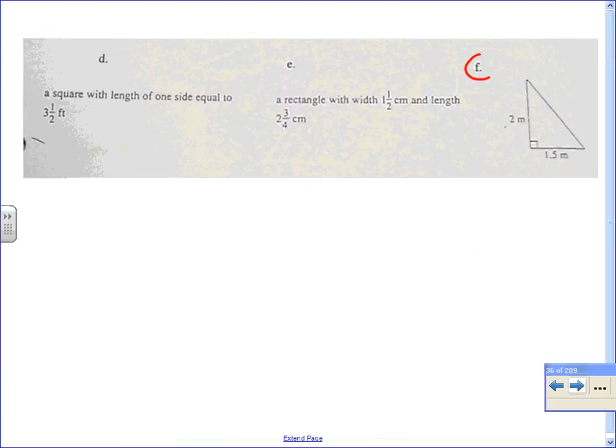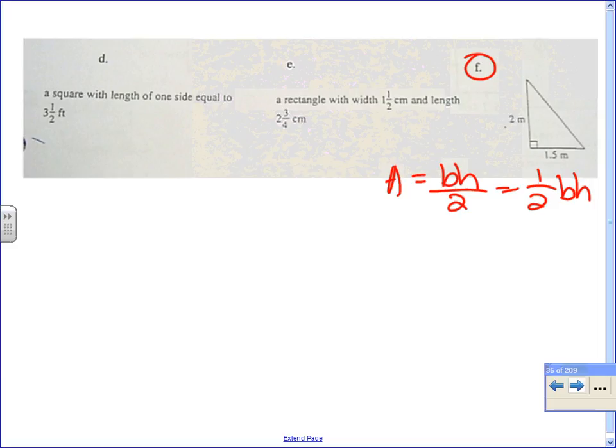So area is base times height divided by 2, or 1/2 base times height. Just so I can make sure, raise your hand if you like this formula better. 1, 2, 3, 4, 5. Okay, raise your hand if you like this formula better. Okay, so I guess most of you like this one. So base times height, we have 2 times 1.5 divided by 2. So multiply those and then divide by 2. Either way, what do we get for the area?